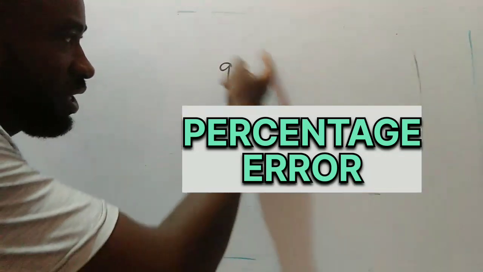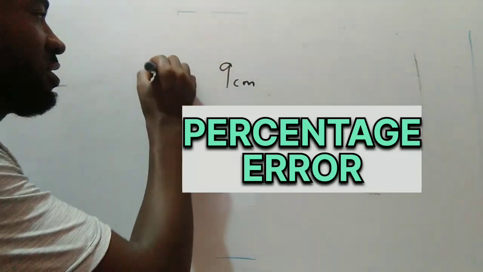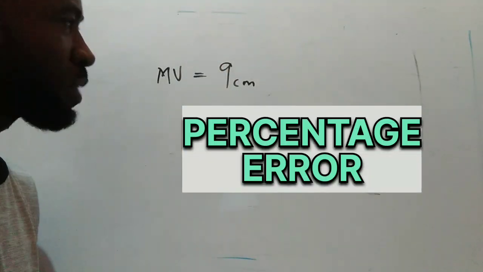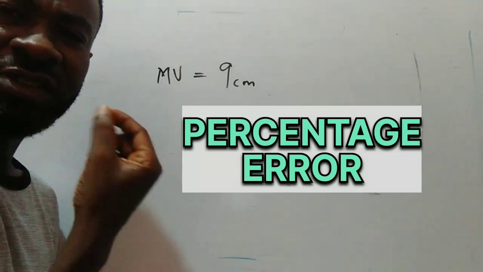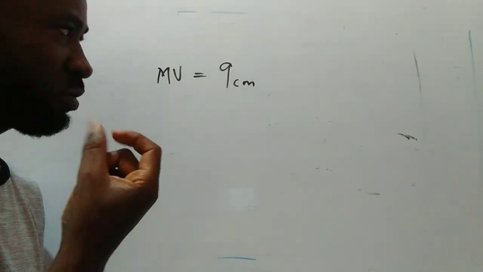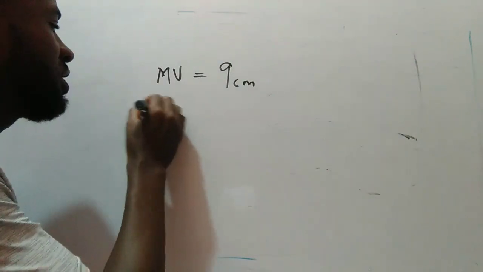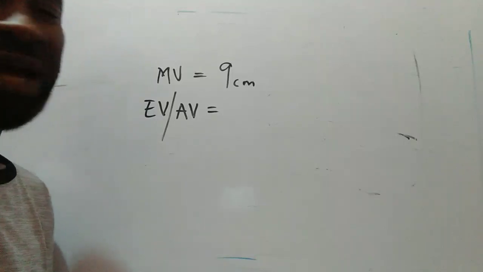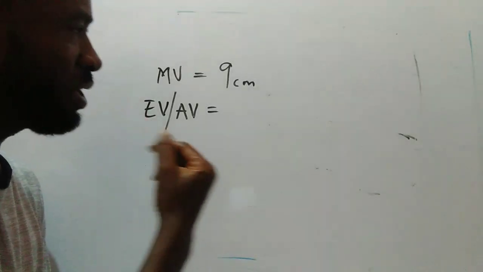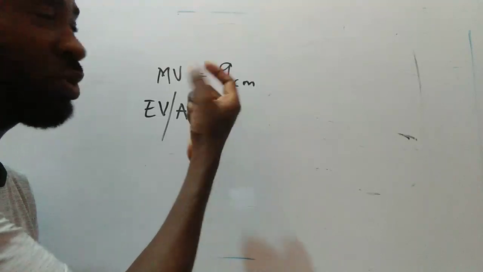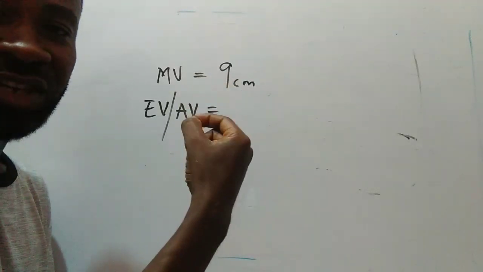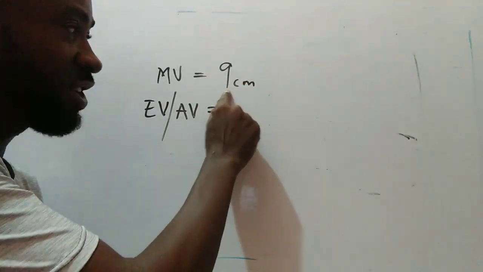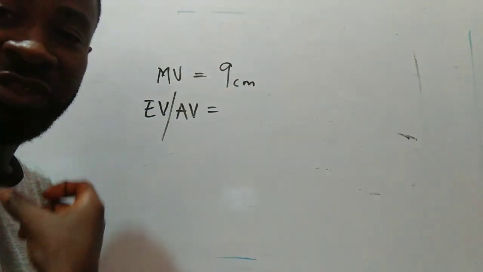So this measurement I've gotten, this value, is what we call my measured value. It is not the exact value. Now, there is always an exact value. That exact value, we can call it EV or AV. Now that exact value can either be greater than this one. It could be that the measurement I've taken is actually a little bit higher than that exact value, or it could be that the measurement I've taken, this 9 cm, is a little bit lower.